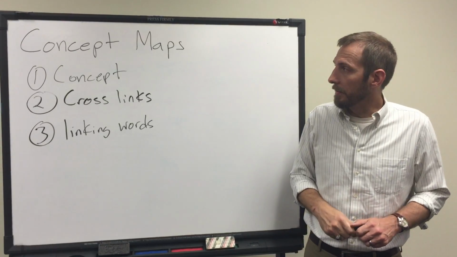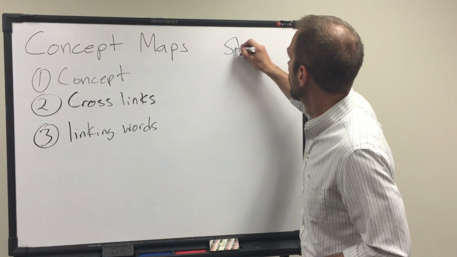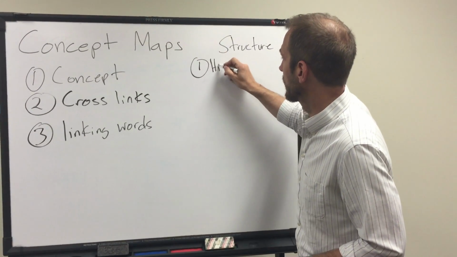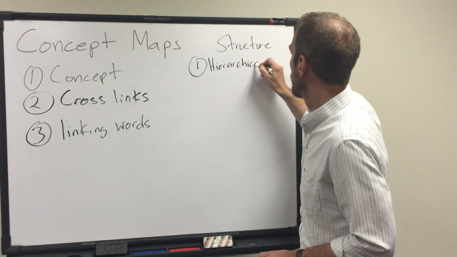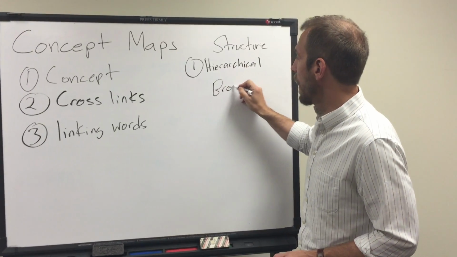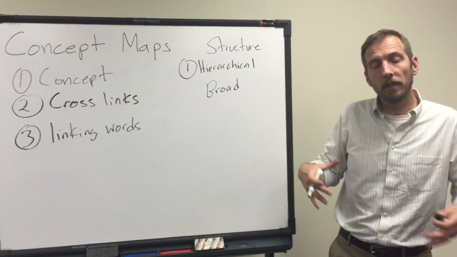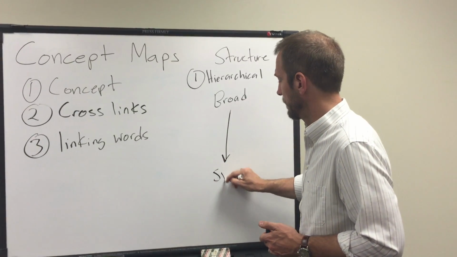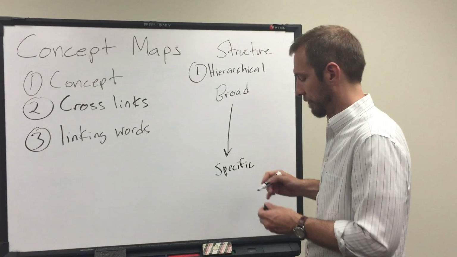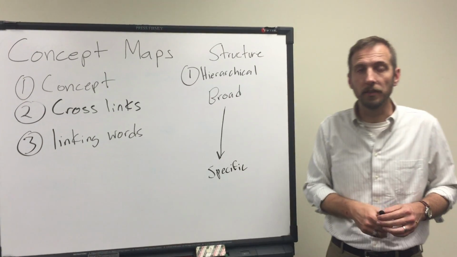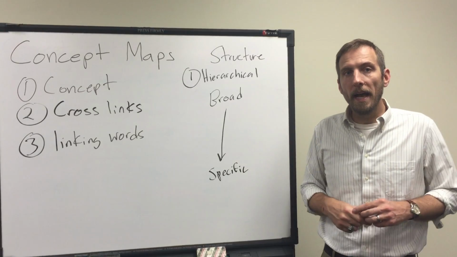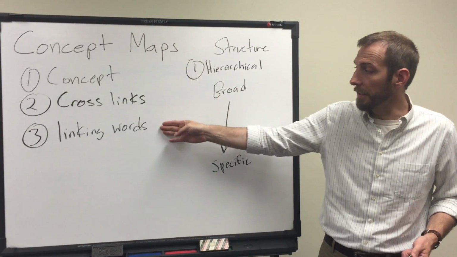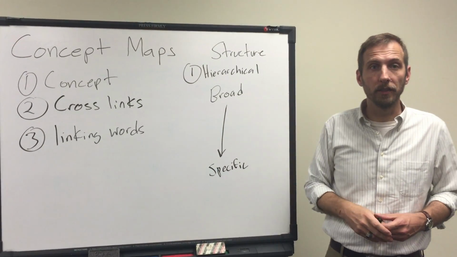Now what about the structure of a concept map? The structure of a concept map is fairly simple. It's hierarchical. And what that means is we start with broad concepts or general concepts at the top of your map, and we work down to specific. And in general, that's really just the basic structure of a concept map. So now let's go ahead and actually do an example of a concept map so you can see concepts, crosslinks, linking words in a hierarchical structure and what that looks like.